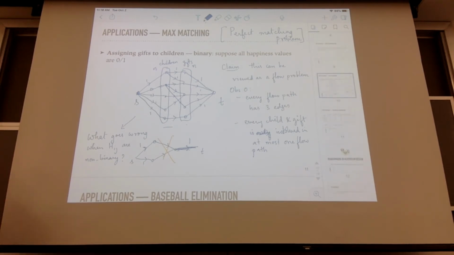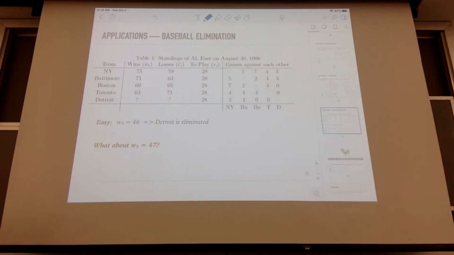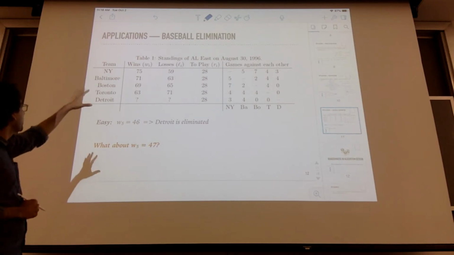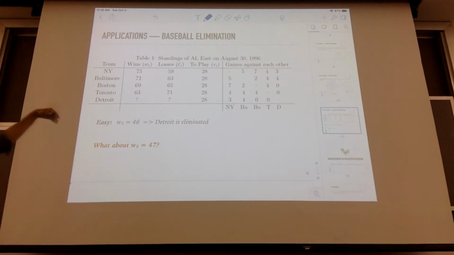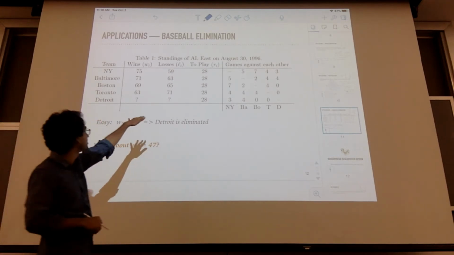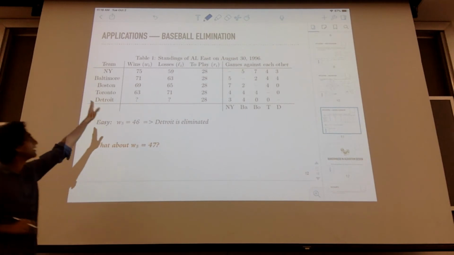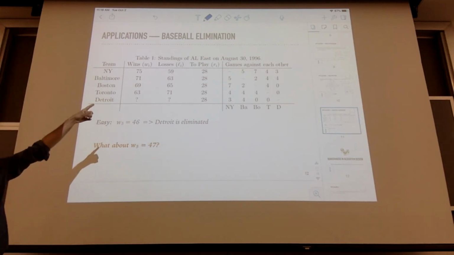Alright, so these are some applications. I thought that I'd mention another popular example, called baseball elimination. I don't know if people are familiar with this. I certainly wasn't until I read about flows. Basically, you have teams that play against one another, and you look at this table. Every team plays against a bunch of other teams, and this table shows two things. The middle part shows how many wins and losses each team had, and how many games are left to play.